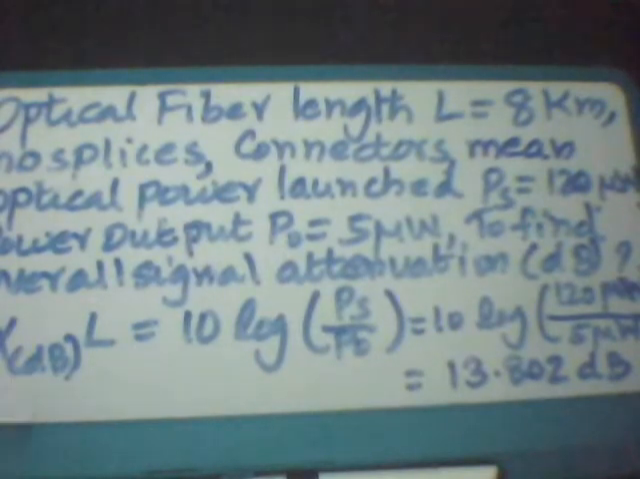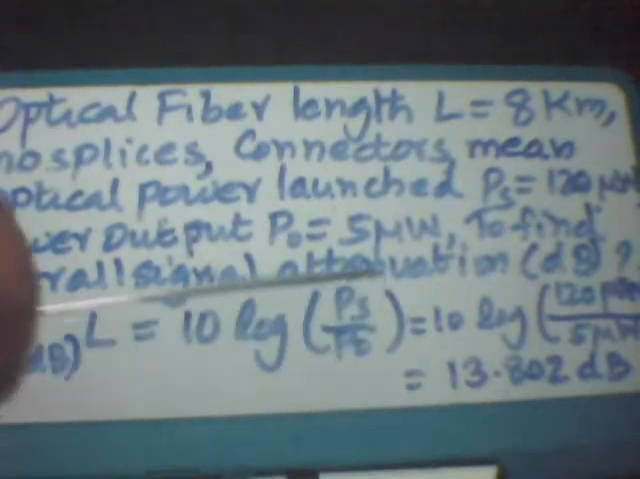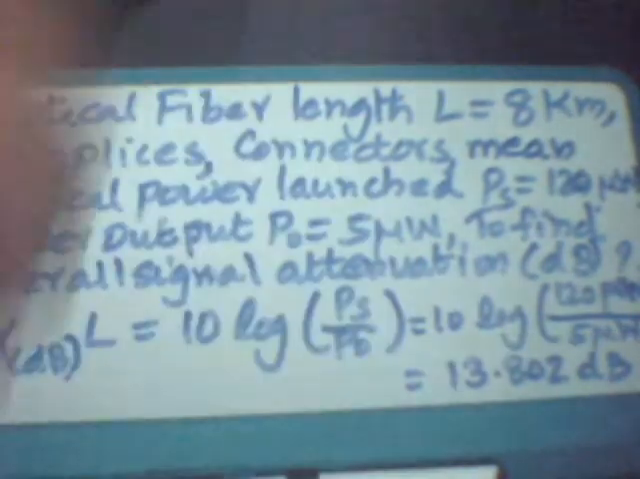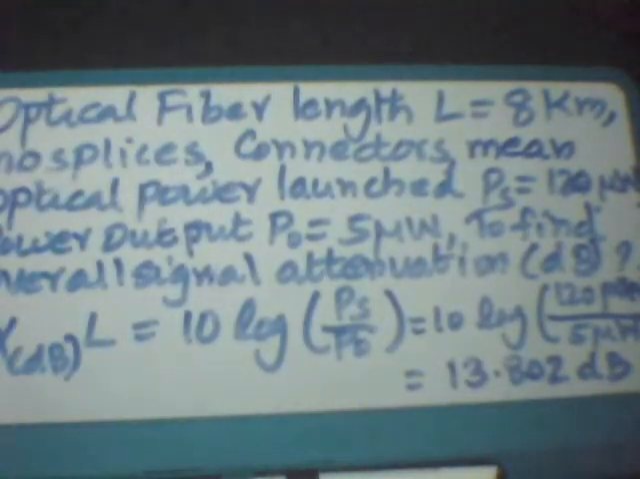So, direct application of the formula: alpha dB into L is equal to 10 log of Ps by P0, which is equal to 10 log of 120 microwatt by 5 microwatt, which is equal to 13.802 dB.